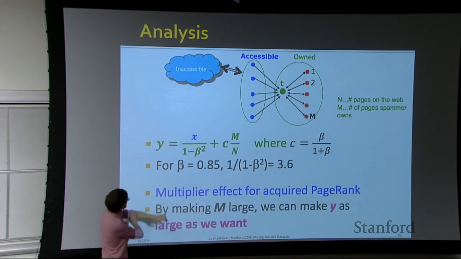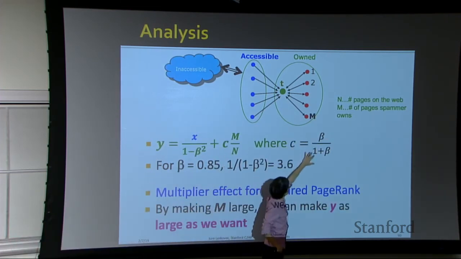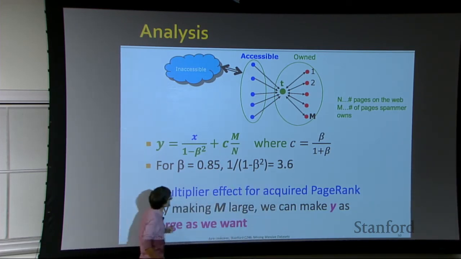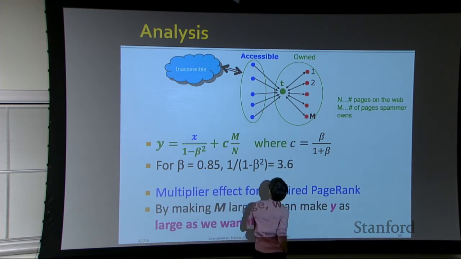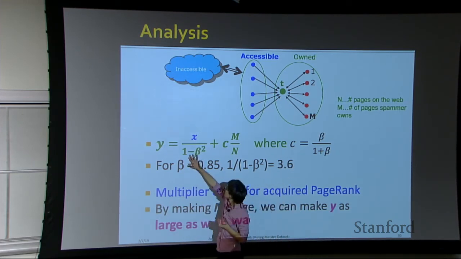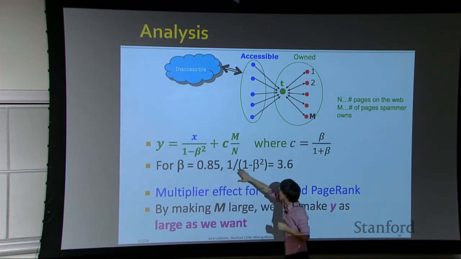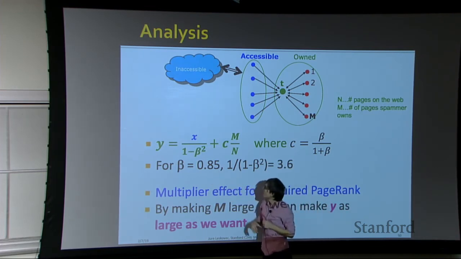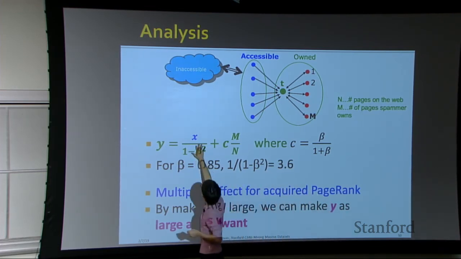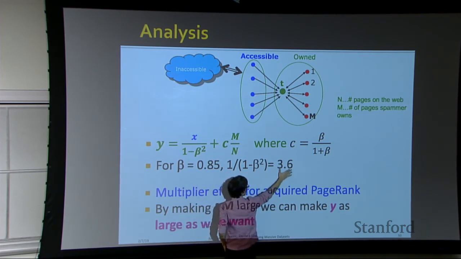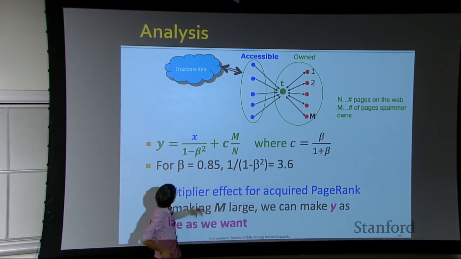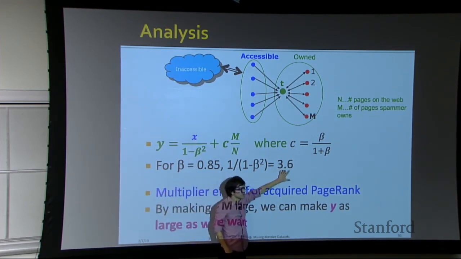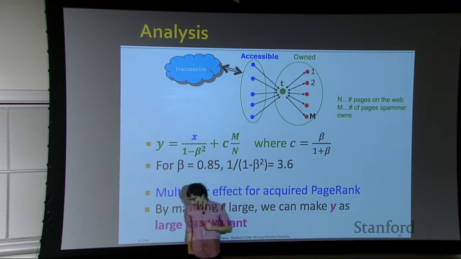All right, so here is my equation, and here is the definition of this C. What is important to notice is the following. First, what is the value of this thing here, 1 over 1 minus beta squared? It is, let's say, 3.6 if beta is 0.85. So whatever value I get, I actually multiply it with a nice factor that is greater than 1.